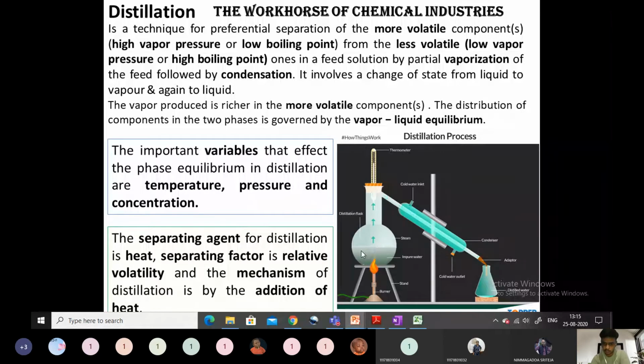So whenever the components are there, for example methanol plus water, what happens? Methanol is a more volatile component compared to water. Though both are volatile components, methanol will have a high volatility compared to water. In other words, water has a high boiling point compared to methanol. Here methanol is the solute and water is the solvent. So we have to separate methanol from the methanol plus water solution.